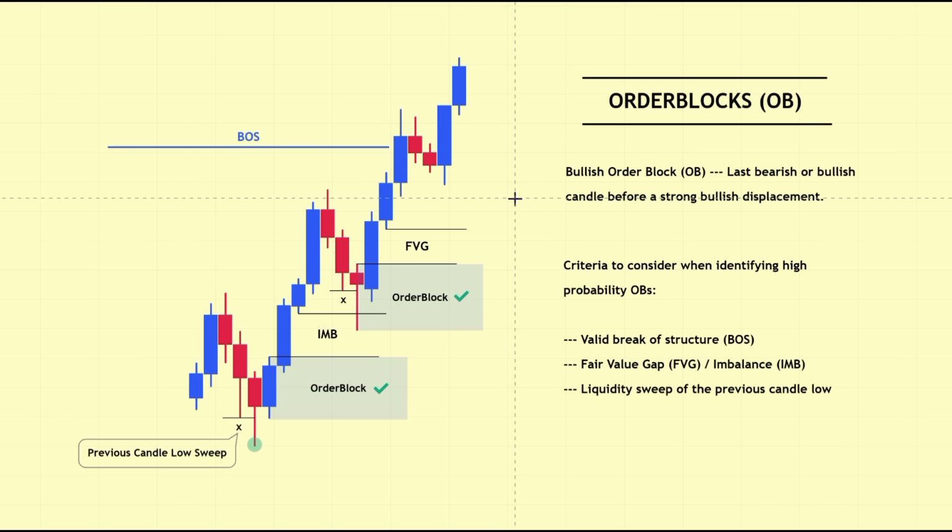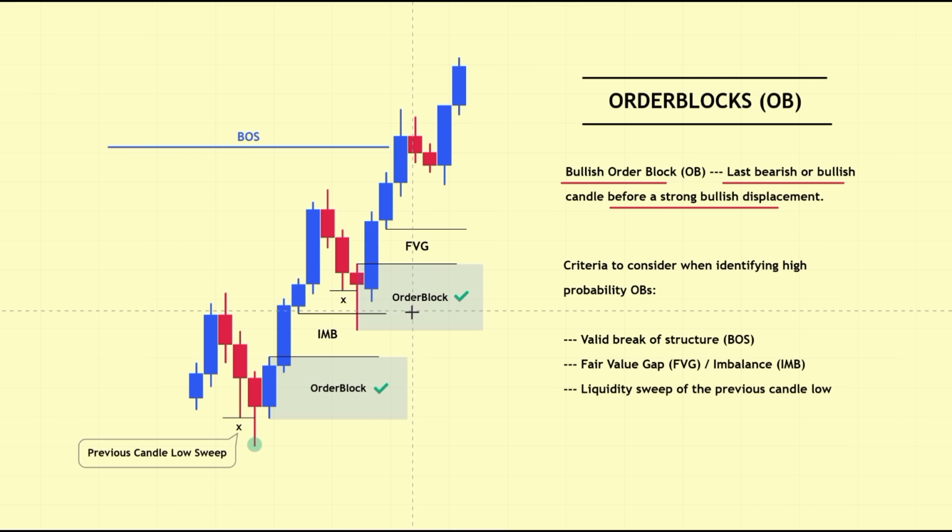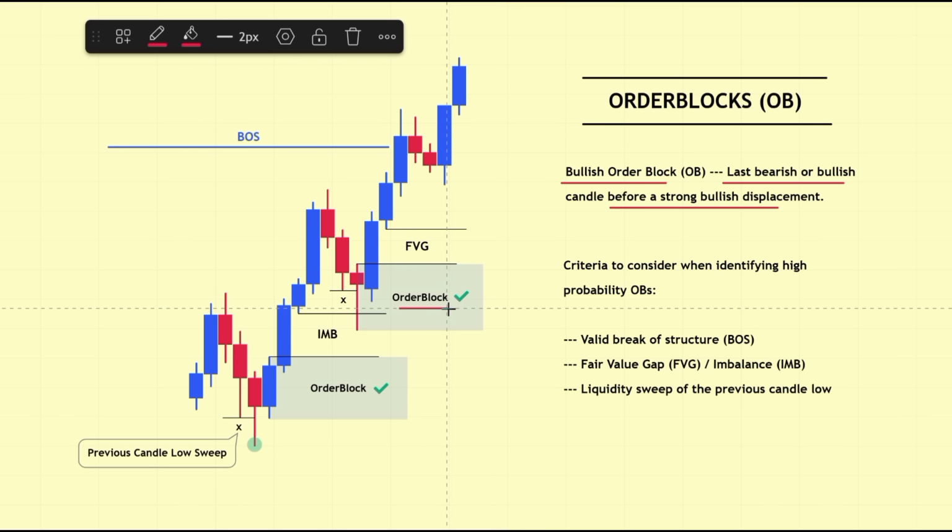Alright, so depending on the market bias, we have two types of order blocks, a bullish order block and a bearish order block. We'll be starting with the bullish order block, and it is the last bearish or bullish candle before a strong bullish displacement. As you can clearly see on this diagram, I marked this one here as a bullish order block as it is the last bearish candle before this strong bullish displacement.